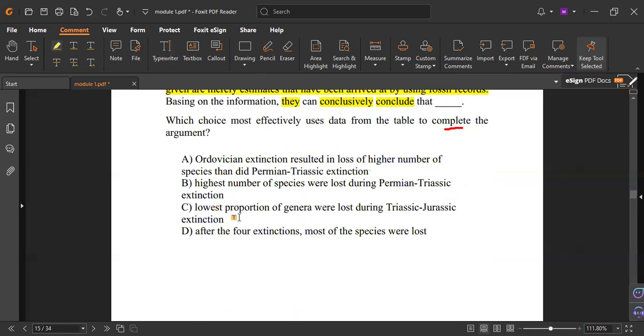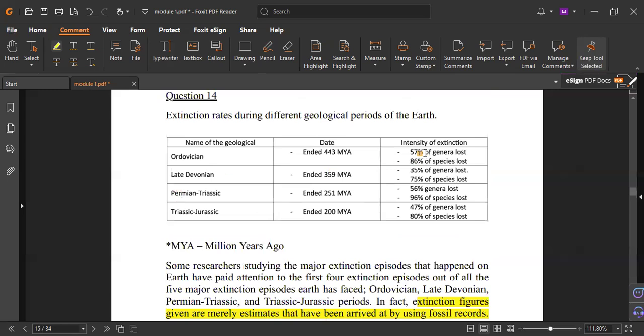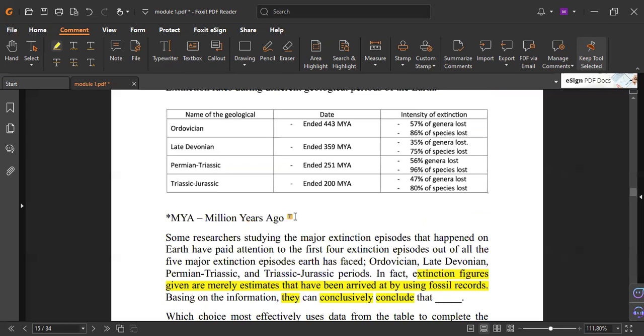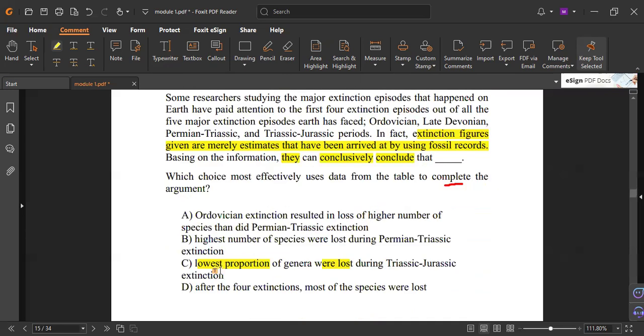Let's find the lowest proportion of genera lost. So lowest what? Here we have big numbers. Look for the names of geological periods. This period ended in this time. After it, 57, 80, 35, 75. So we have big numbers. So for how lowest the proportion? Most of them are higher than half. But that means it's not lowest. But look for letter D.